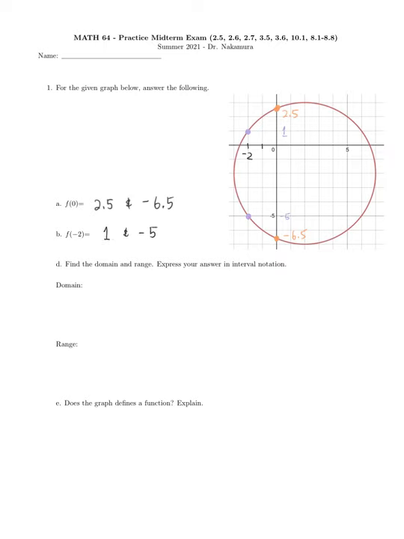Now let's go with part B. Find the domain and range. Express your answer in interval notation. Now let's first go with the domain. The domain is nothing but the set of all x values where the graph is defined. So let's take a look at this circle. Where is the end of all the x values? Well, it looks like the smallest x value of our graph is at this point right here, which is -3.